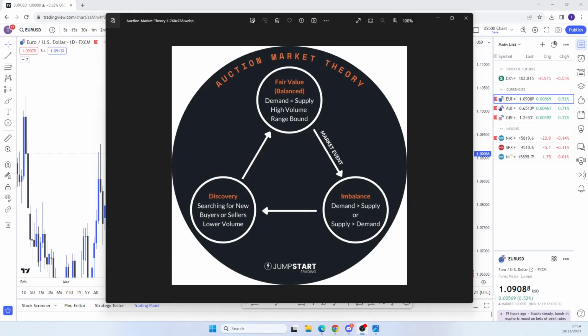Today I want to talk to you about something called auction market theory. When I wrote this all down, I was looking at potentially making this two lessons, just to shorten them up a little bit, because I don't want to be going on and on for over an hour talking about this.